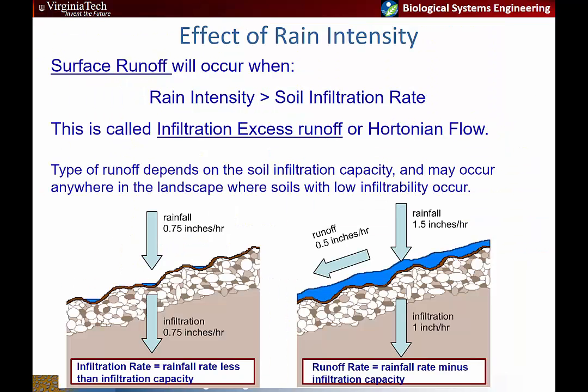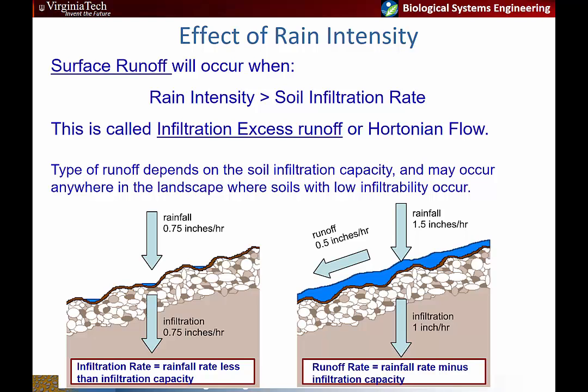So what's the effect of the rainfall intensity? So again, we're thinking about the infiltration excess runoff processes. So in this system, surface runoff occurs, again, when rainfall intensity is greater than net soil infiltration. So the type of runoff depends on the infiltration capacity of the soil and may occur anywhere in the landscape where soils with low infiltrability occur.